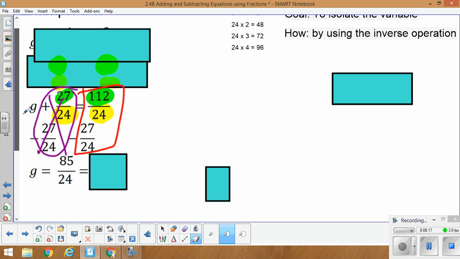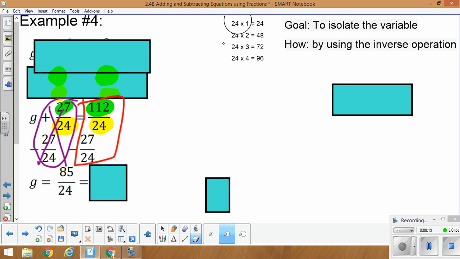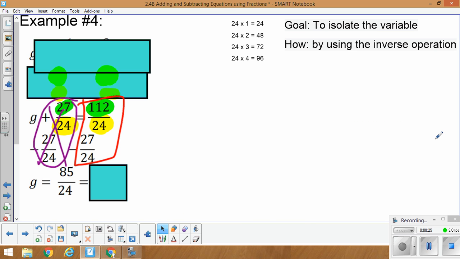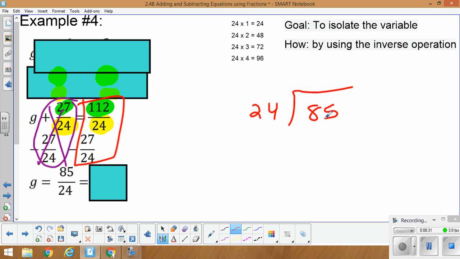Okay, up at the top here, I gave you the 24 times tables that you would need for today, just to kind of help you out and make the problem just a little bit easier. So we're going to take 85. Numerator always goes in. How many 24s in 85?